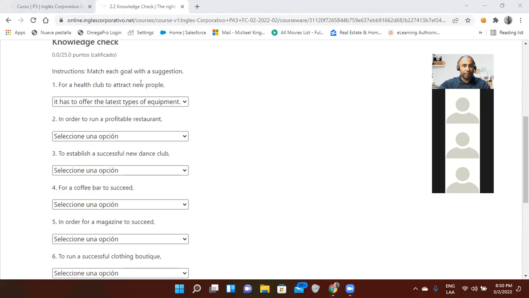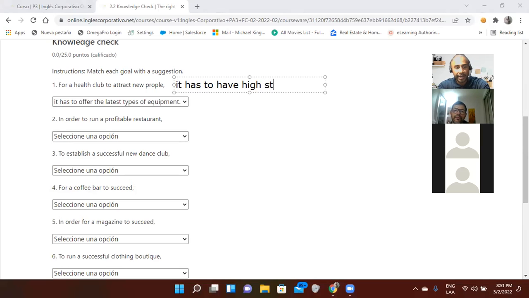For a health club to attract new people, it has to have high standard hygiene. How do you pronounce that word? Hygiene. Hygiene. Yeah, hygiene. In my opinion.